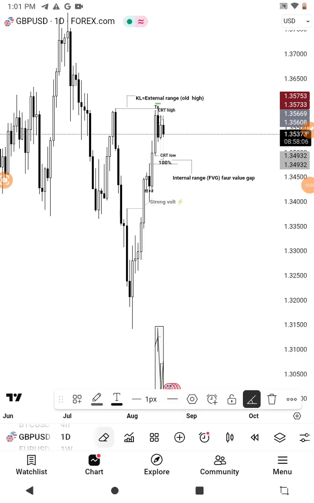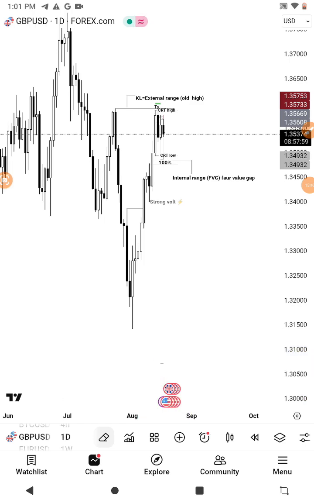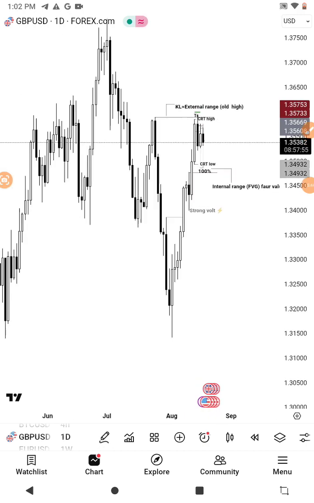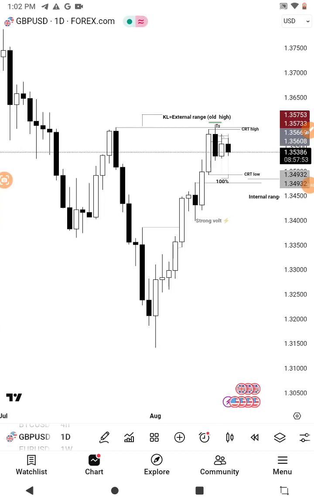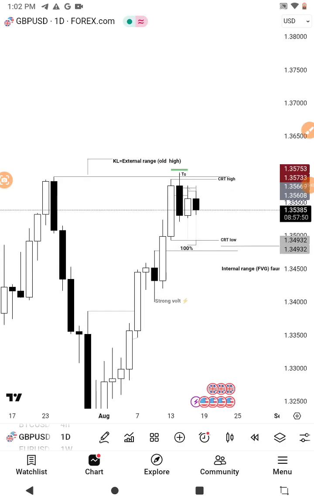Let me clean this. It's not necessary for you guys. These are intermediate traders that are absolutely participating in this trade. So now look at what I actually explained right now.